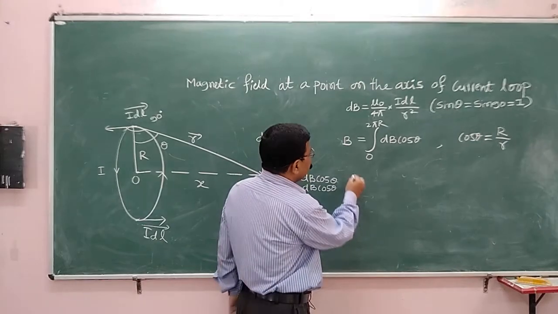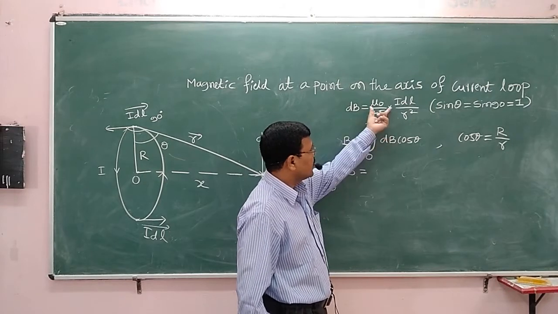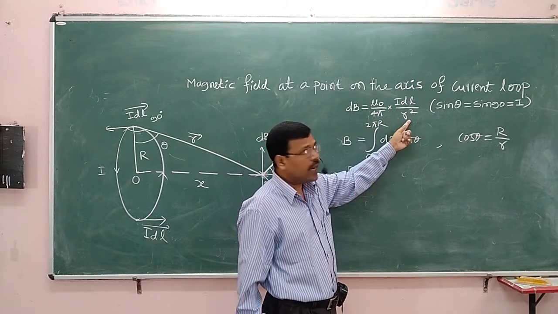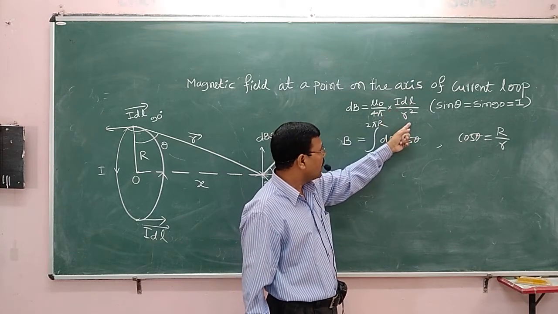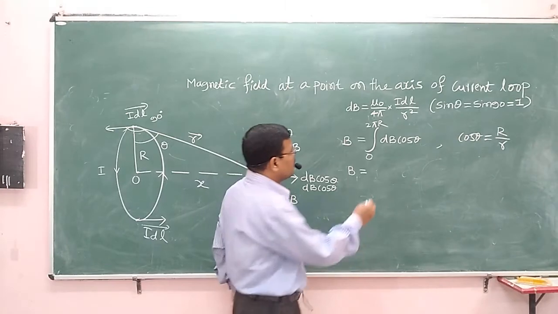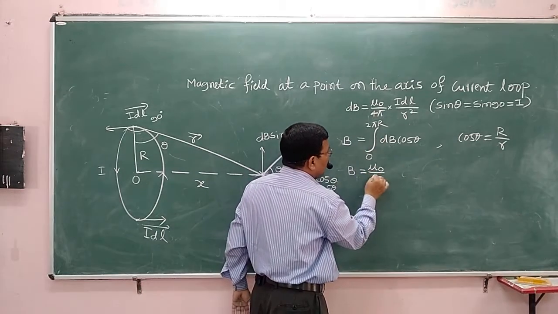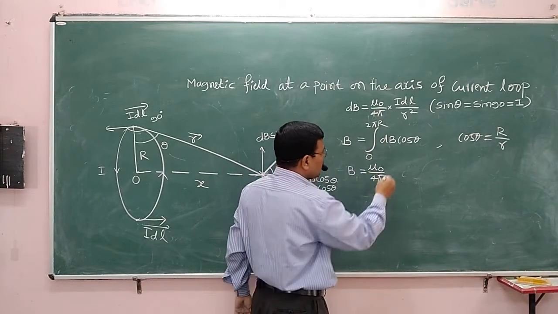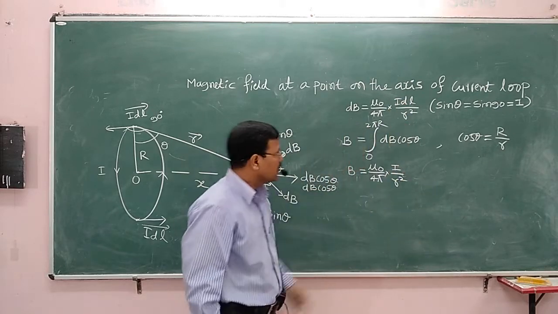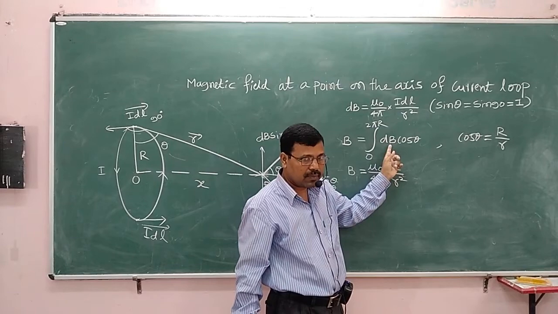I get B is equal to dV, that is mu naught by 4 pi, I dl by R square. As we know that I is constant, R is constant, mu naught is constant. Let us take them outside. So mu naught is constant, taken outside. 4 pi is constant, taken outside. Then I by R square is constant, taken outside. Only dl is left. Okay?